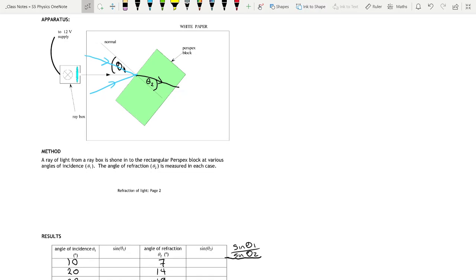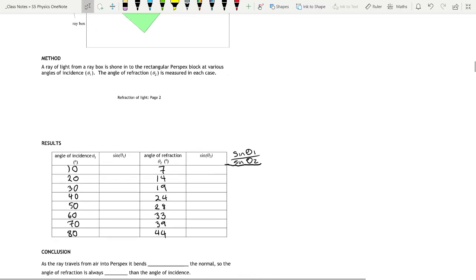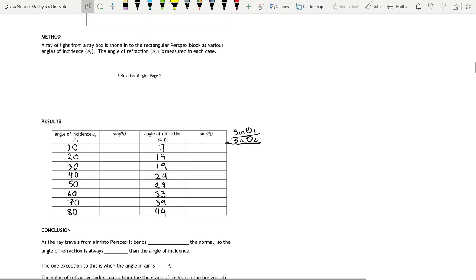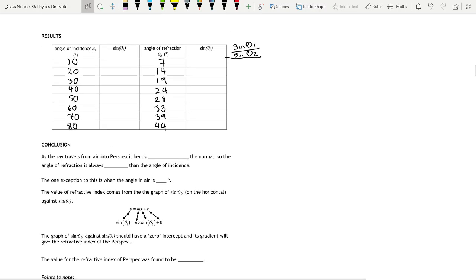So I'm going to just give you some results from the experiment that I did, and you'll see that I have not filled in the entire table. So what I'm going to get you guys to do is watch the video of the experiment and then fill in the missing part. So you'll see that you've got to fill in this one, so sine theta 1. So the first one will be sine of 10. So if you put that into your calculator, sine of 10 is 0.17. And the other one I want you to do is sine of theta 2. So that's the sine of the angle of refraction. So sine of 7, if you put that into your calculator, is 0.12.